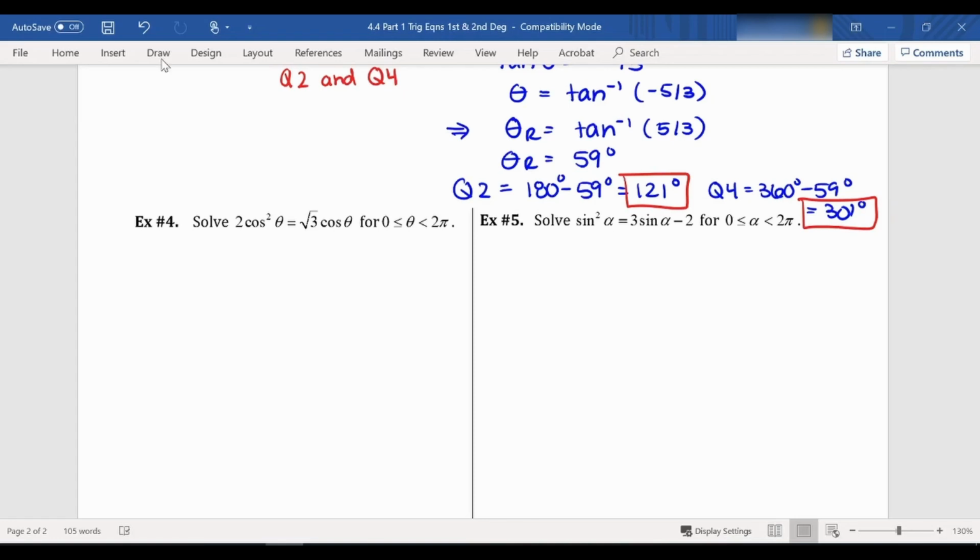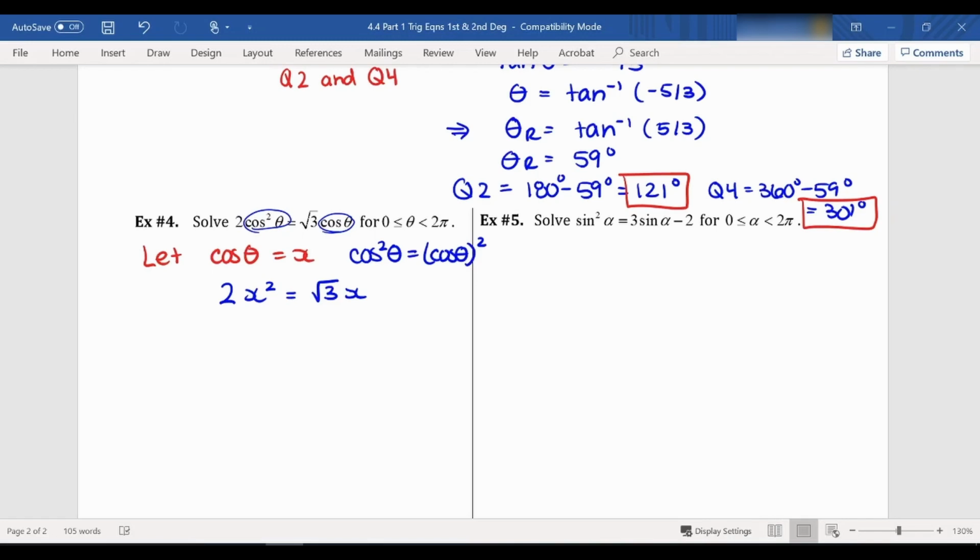Okay? So what I mean by that is I can say let cosine theta equal x. Then here I now have 2x squared equals root 3x. So I'm replacing this cosine with an x and this cosine with an x. A little notation thing: cosine squared theta is the same as saying cosine theta all squared. It's the ratio that is being squared, not the angle. So it's not like cosine of 30 degrees and you're squaring the 30 degrees. You're squaring the ratio that cosine theta equals to.